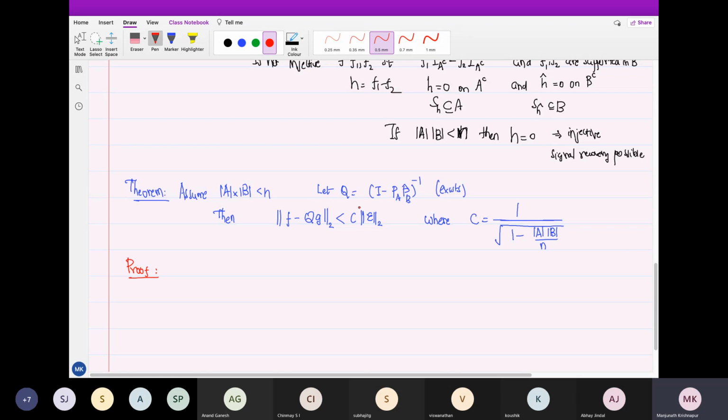So why does Q exist, by the way? This is a simple exercise in basic linear algebra. Anyone? Why does Q exist? We proved something about this. Under this condition, what did we prove? Well, we proved it for PB hat PA, but the same holds for PA PB hat. Either get it from there or prove it again.